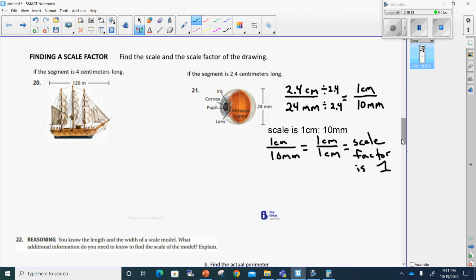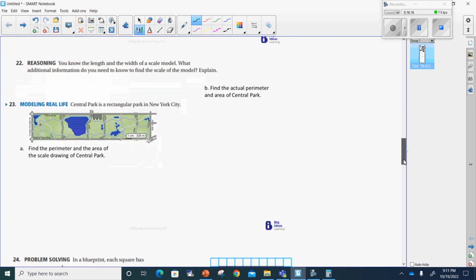All right, let's go to number 22. On the 23, it says Central Park is a rectangular park in New York City. A says find the perimeter and the area of the scale drawing of Central Park. So I need the perimeter and the area. The perimeter is how much it is all the way around. And the area is how much is inside. They're saying the scale factor is 1 centimeter is equal to 320 meters.